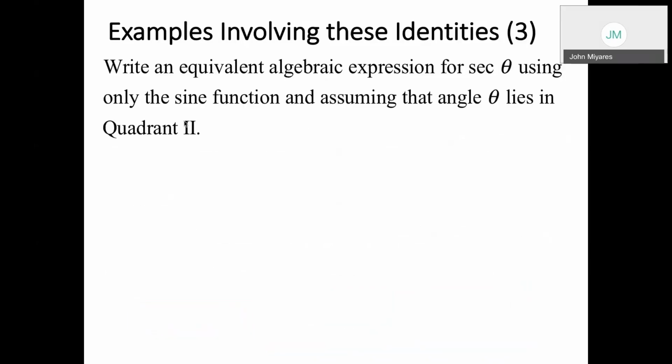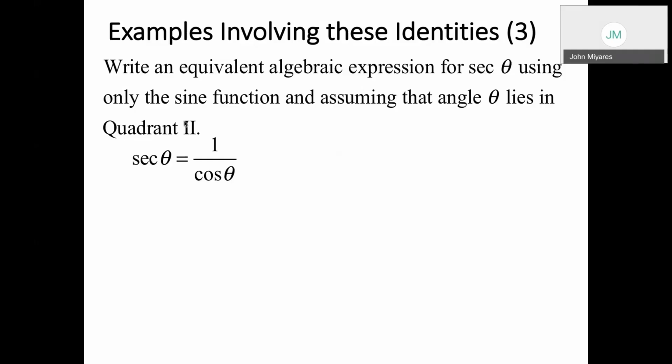This one is a little different. Write an algebraic expression for the secant of theta using only the sine function and assuming that angle theta lies in quadrant 2. So this one might have people scratching their heads because the one identity we know that will relate the secant to anything says that the secant is the reciprocal of the cosine. And we don't have anything that will directly connect the secant back to the sine.